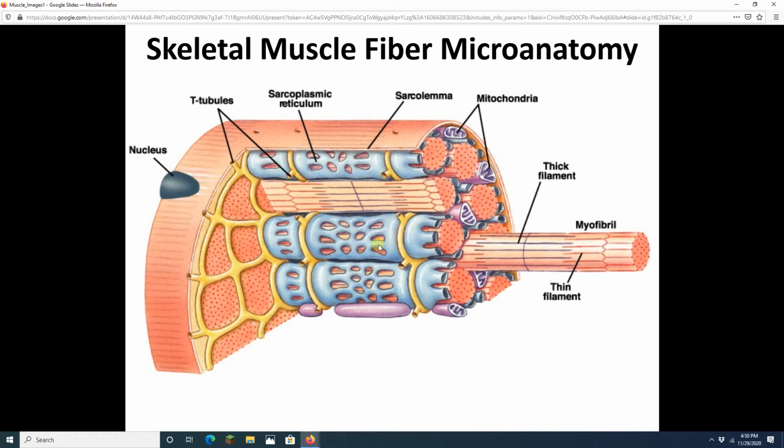Also, I can see this blue guy here. There's a blue guy basically wrapped around each myofibril. And the blue guys, each of them is called a sarcoplasmic reticulum. And the one job of theirs that we're truly interested in is the fact that they store calcium.